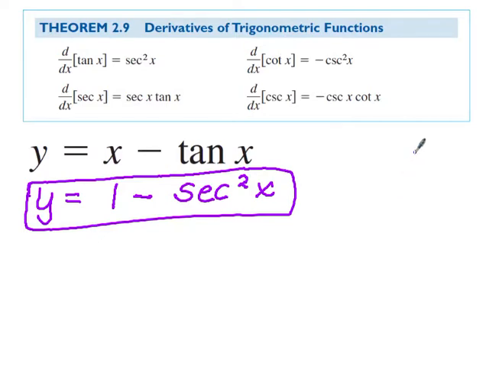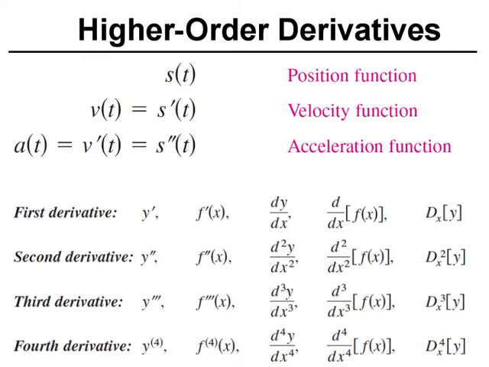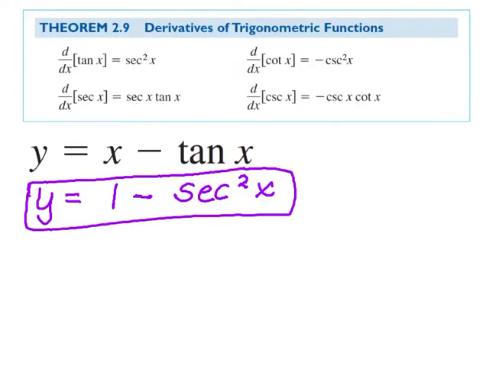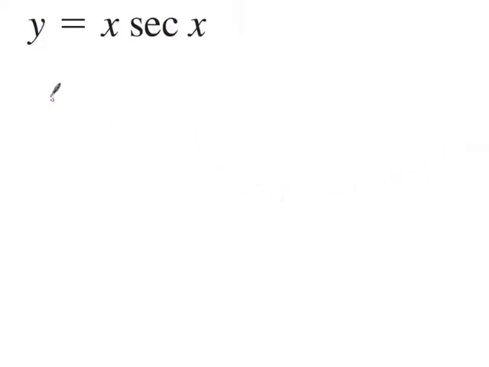So 1 minus secant squared x. Okay? Oops, skipped it. Let's go back to the next one. Oh my goodness, go back. There we go. So y equals x times the secant of x.